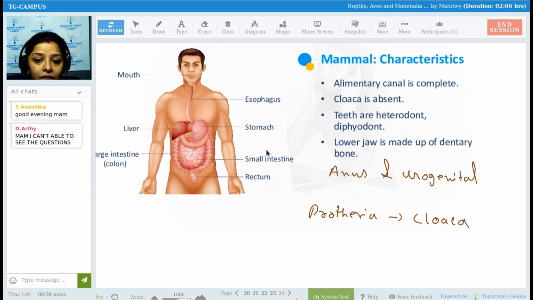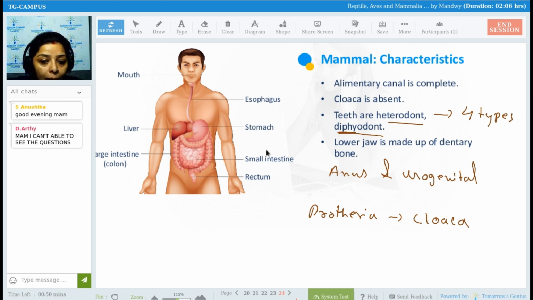In mammals, the teeth are heterodont. Heterodont means different types of teeth. So mammals have four types of teeth: canine, incisor, premolar, and molar. Diphyodont means throughout their lifespan they can produce two sets of teeth, one is milk teeth and another is permanent teeth. So this type of replacement of teeth is called diphyodont.